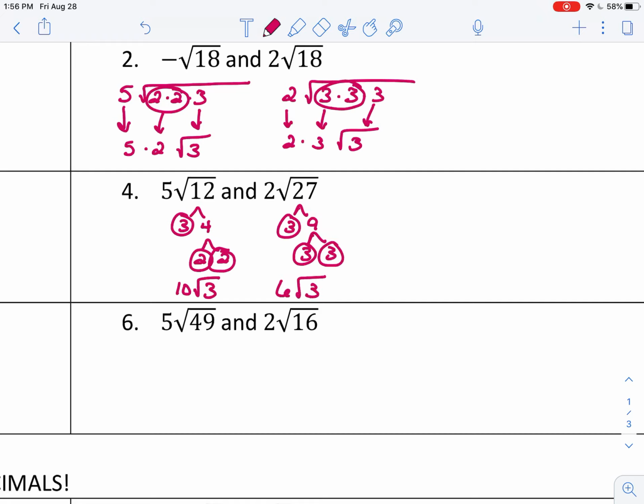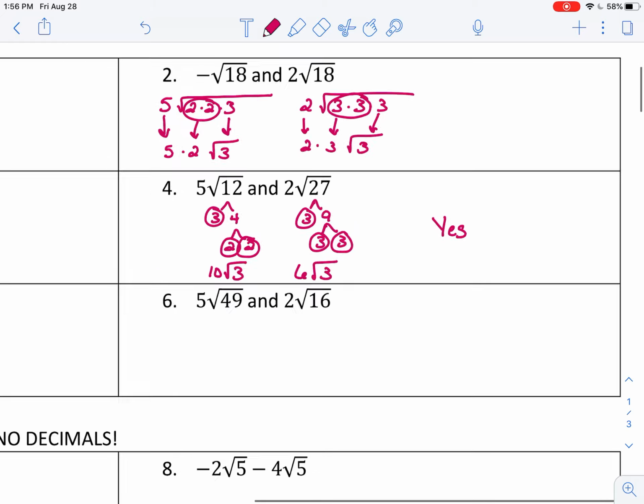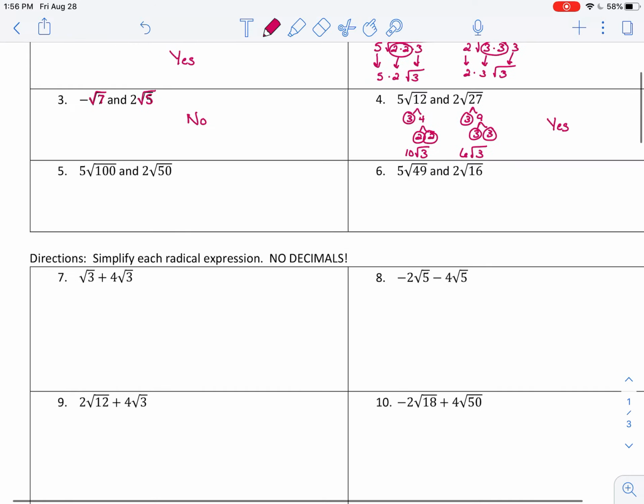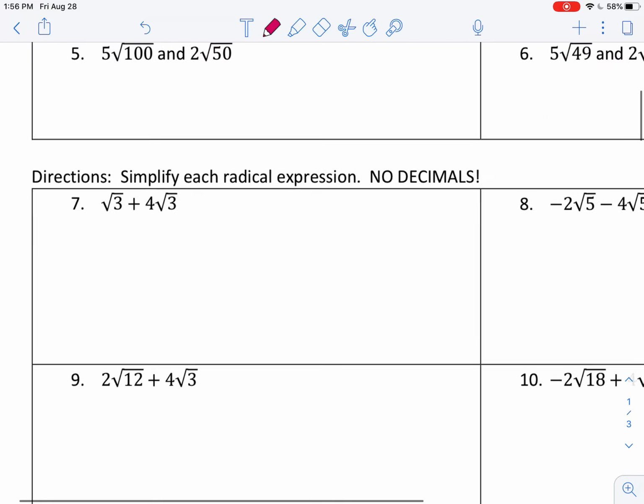Both of those are root 3s. Those are like terms in disguise. So sometimes you won't see them unless you simplify, which is part of the reason that you should always simplify your radicals. So now that we know which ones are like radicals and which ones are not and how to get them to be like radicals, we can add.